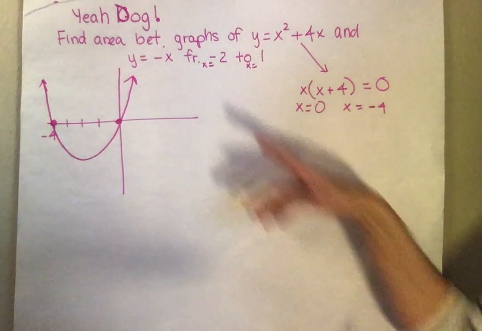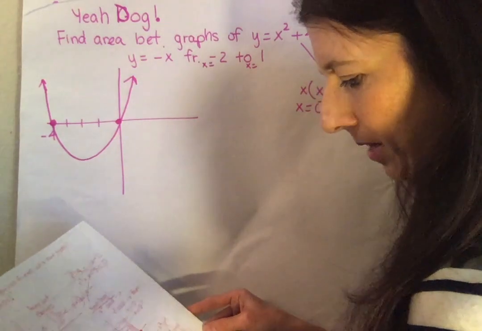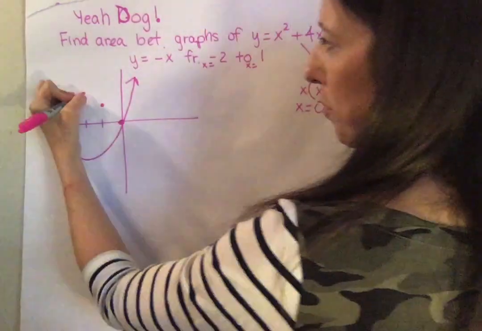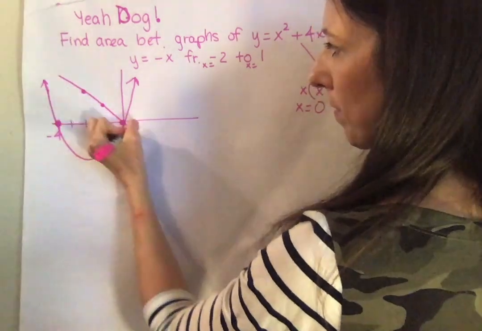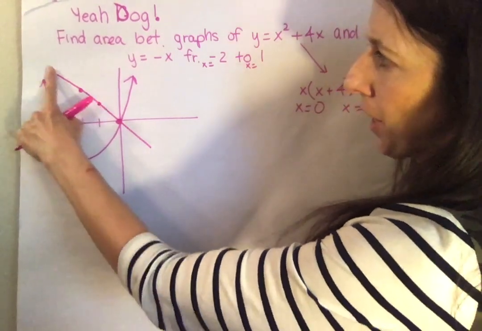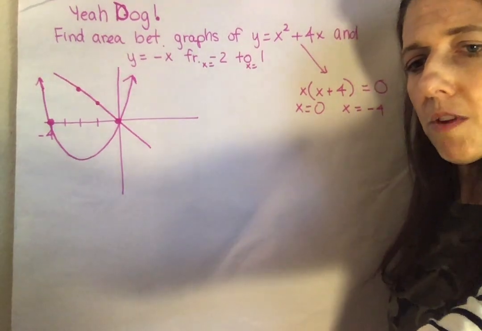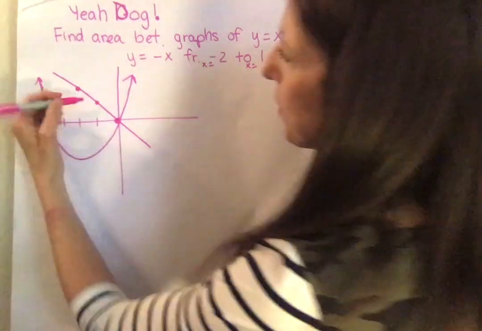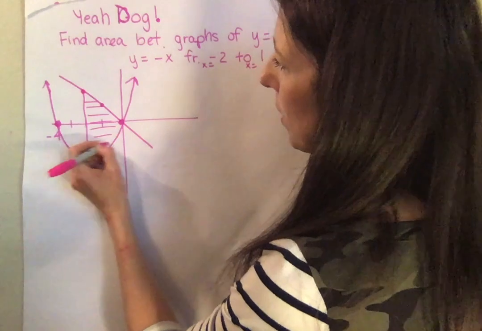Okay, and y equals negative x. Yeah, so this graph of y equals negative x goes through the origin, and it has a slope of -1. We actually don't need to know where these intersect over here, but we could determine where they intersect over there. The reason we don't need that is because I'm only needing to find the area between the graphs from -2 to +1.